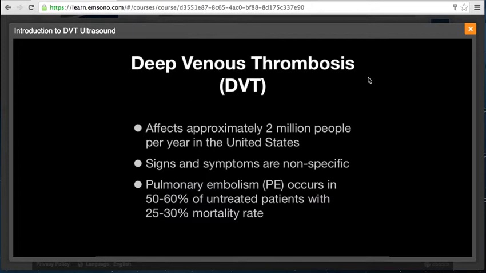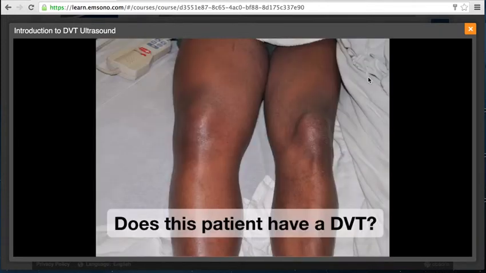Now, the signs and symptoms of DVTs are nonspecific, and this is problematic since the feared complication of a DVT is pulmonary embolism, and this will occur in about 50 to 60% of untreated patients with a 25 to 30% mortality rate. So it's essential that we accurately diagnose these people. So the focus question for this module is, does this patient have a DVT?